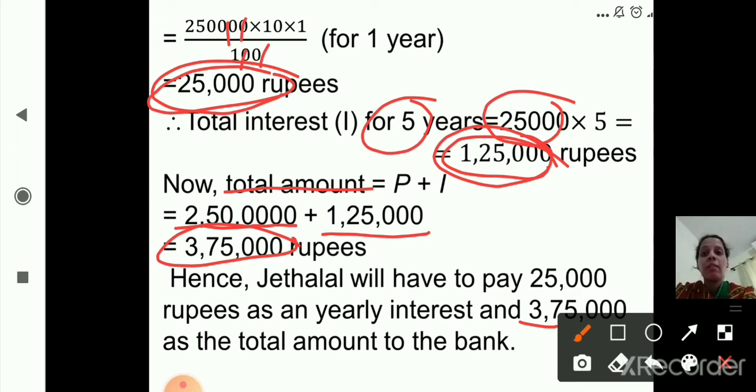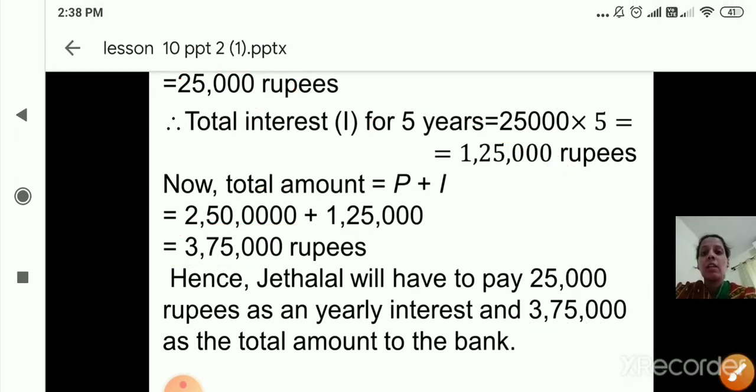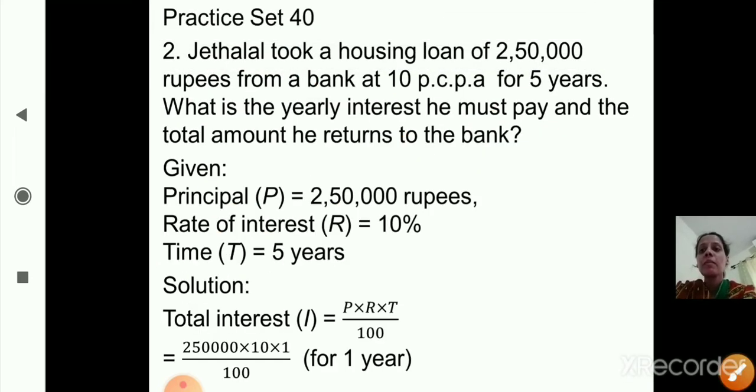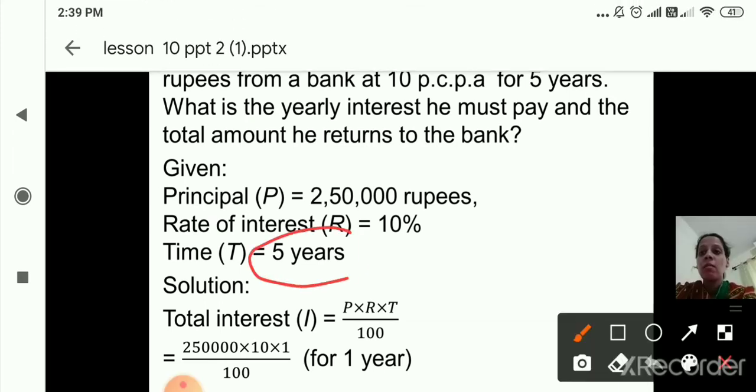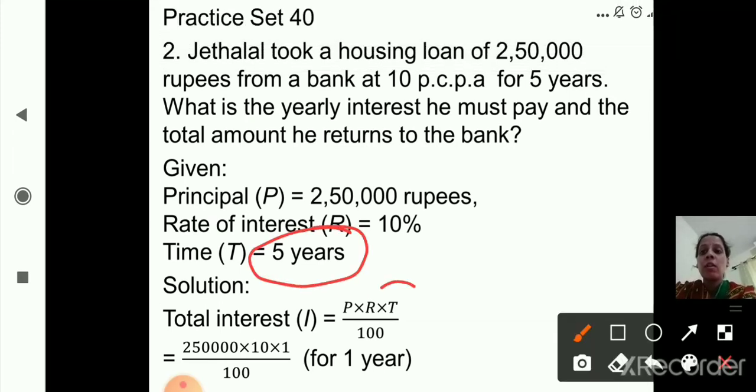I hope you are clear with the second sum. Once again we will revise this. Principal is given, 2,50,000. Interest we will find out. Rate of interest is 10% and time is given as 5 years. But as it is asked in the question, yearly interest, we will find for 1 year. Here it is given 5 years, but for 1 year we will put T is equal to 1. So P is 2,50,000, R is 10 and T is 1, upon 100.